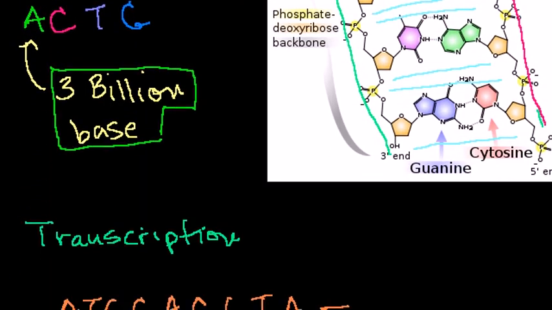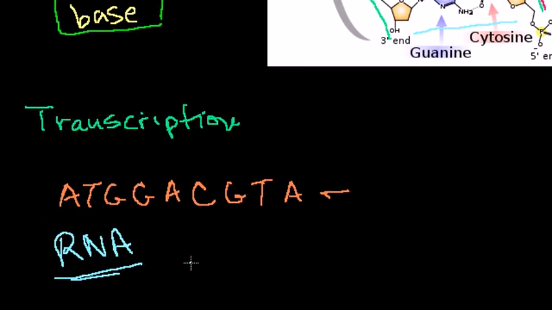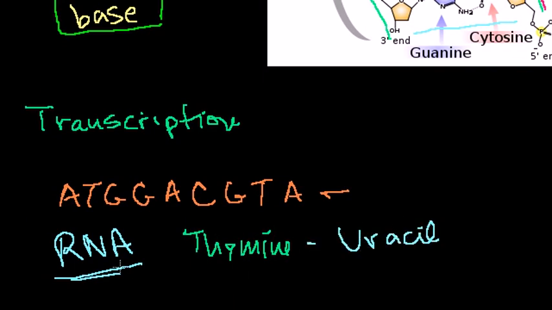It codes in the exact same way, and the only difference is that RNA, instead of a thymine, has something called a uracil. So every place where you would have expected a thymine, a T, you'll now see a U. So for example, if this is the DNA strand, then an mRNA, a messenger RNA strand, will be built complementary to this.